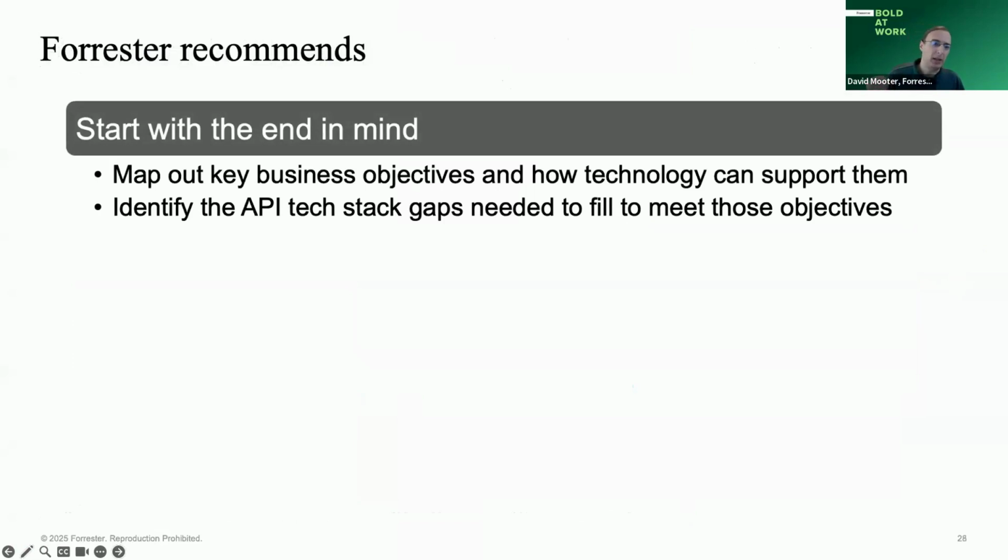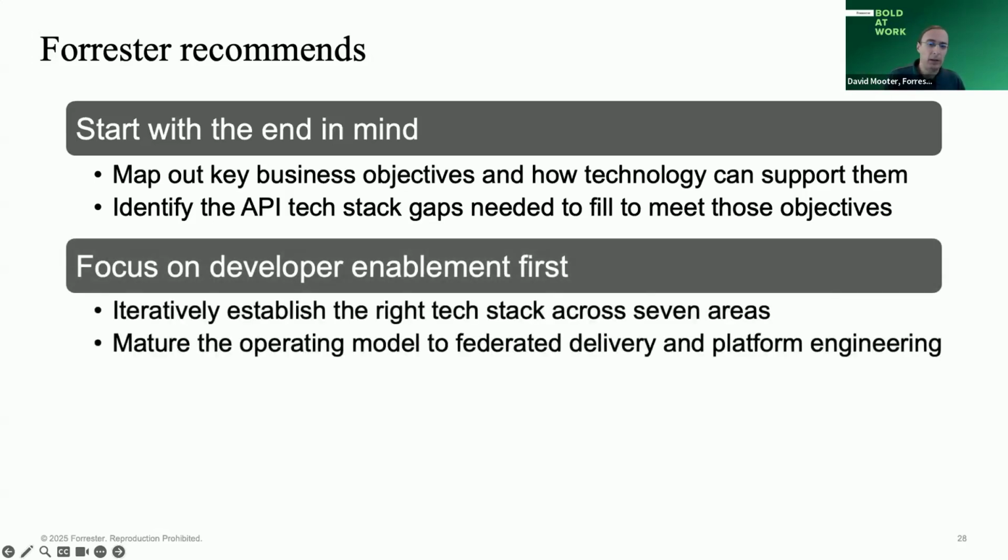My recommendations, again, start with the end in mind. Map out key business objectives and how tech can support them. Identify the API tech stack gaps you need to fill to meet those objectives. Maybe you already have a tech stack in place, but maybe it has gaps. Maybe your business objectives have changed and it no longer meets those, or maybe you're starting from scratch and you're just getting started. Focus on developer enablement first.